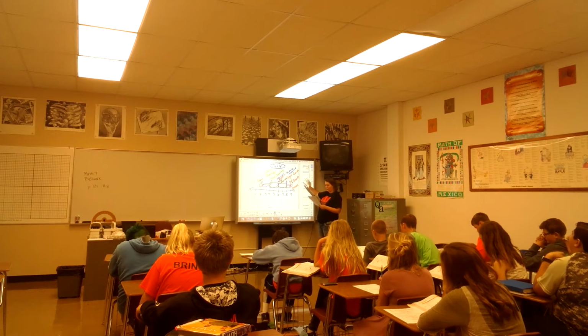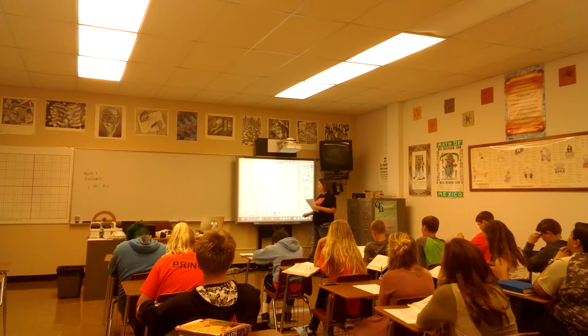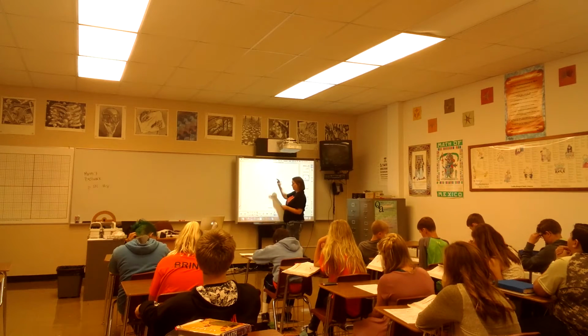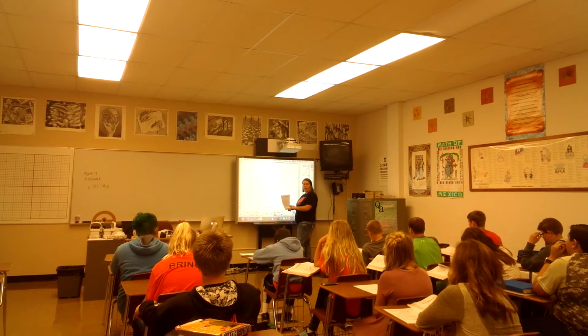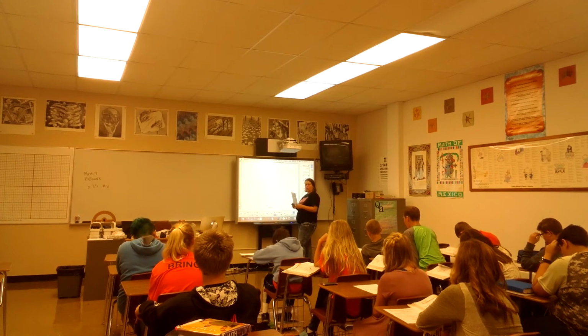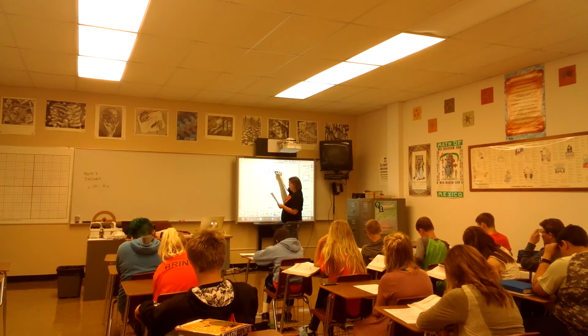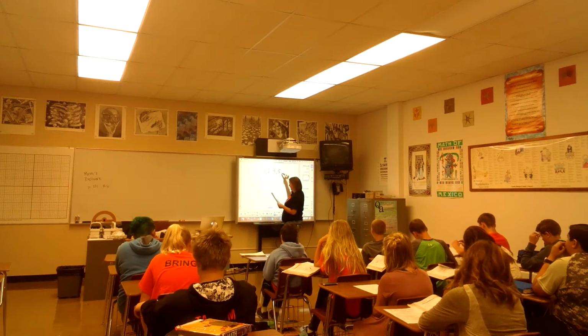Alright, we're going to look at the box. It says make a box and whisker plot of the data below. What's our data? On the very bottom of the first page: 1, 2, 4, 5, 7, 9, 10.